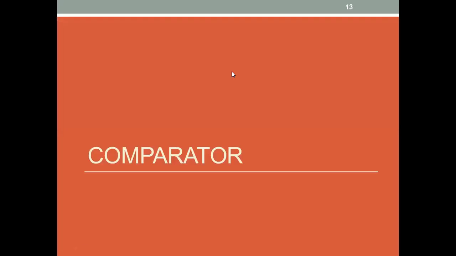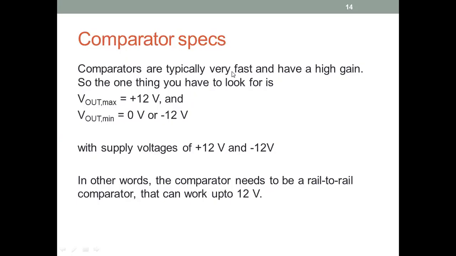Okay, now let's look at the comparator. The comparator is actually easier to search for. Well, I'm not sure if it's easier to search for, but the specs are easier. Let us put it that way. So the comparators are usually very fast, and they all generally have very high gain. So you really don't need to look at specifications for speed or frequency or gain.